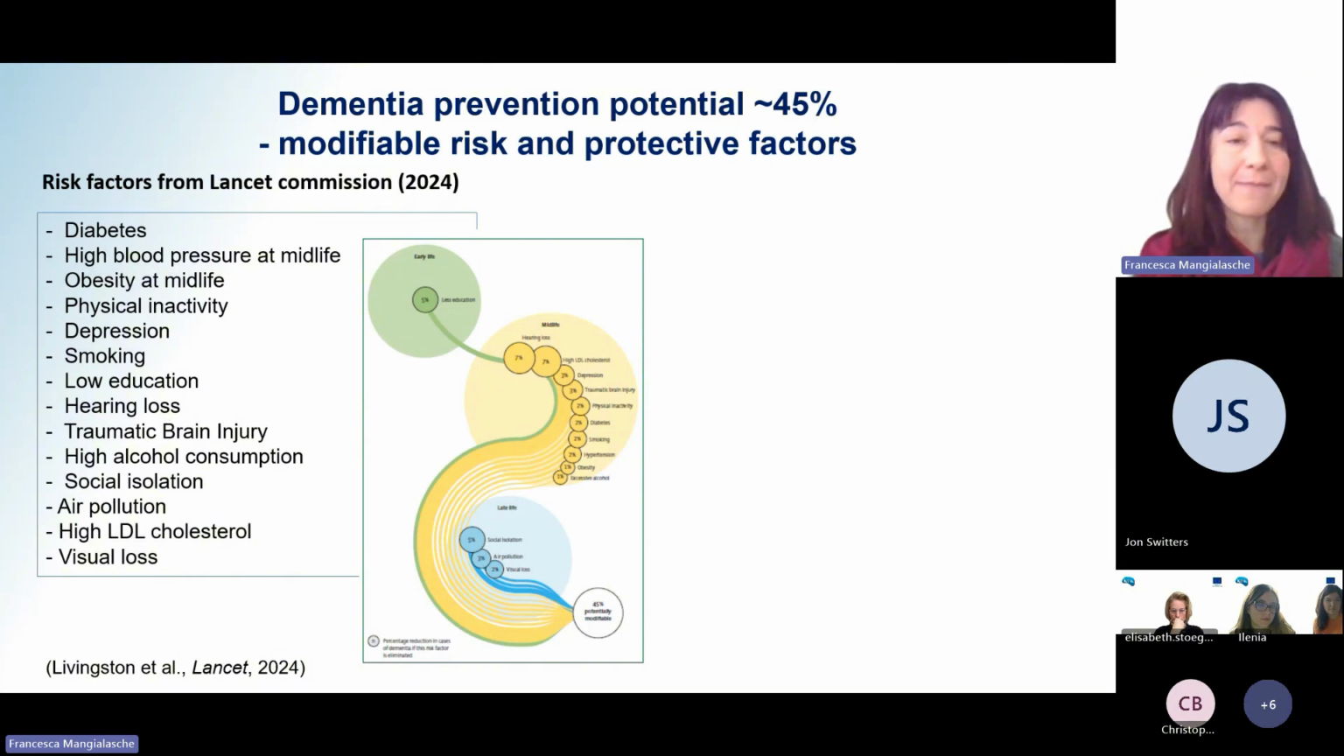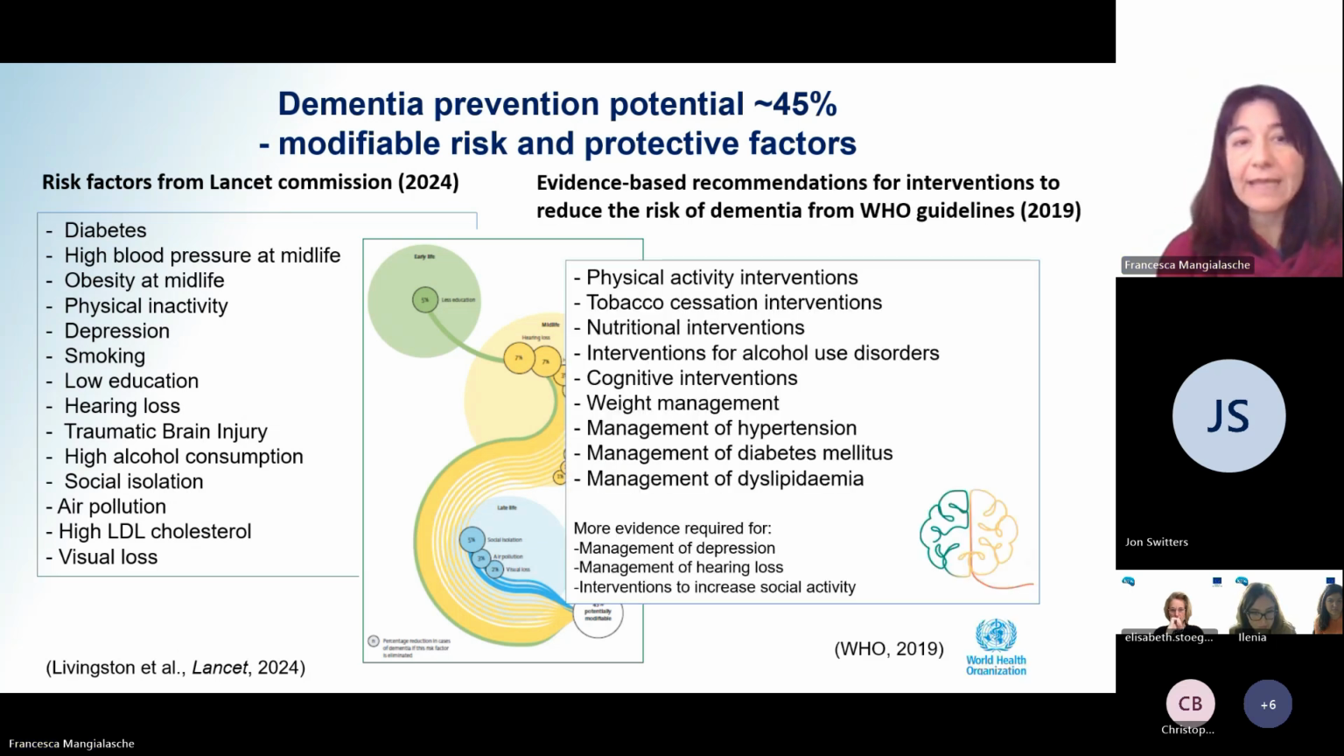So in theory, by managing these modifiable factors, we could prevent or at least delay a significant amount of dementia cases. And it's also important to know that the Lancet Commission 2024 is on its third edition. And across the previous editions, there is a growth of this list, indicating that there is increasing room for risk reduction and prevention opportunity.